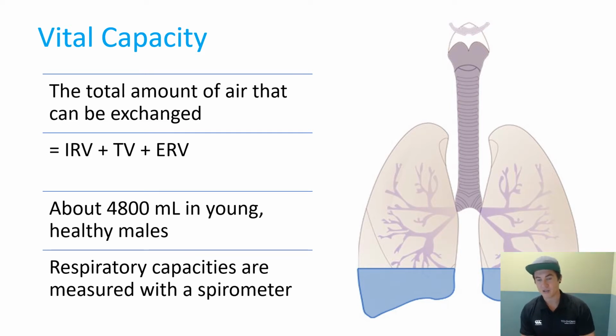That can go down as you get older. That can be lower for females. And respiratory capacities can be measured by a spirometer, which some of you may have used, those cylinder things that you blow in and it measures these different volumes. We're going to play around with some balloons in the tutorial to visually look at how much air each of these different capacities can hold.